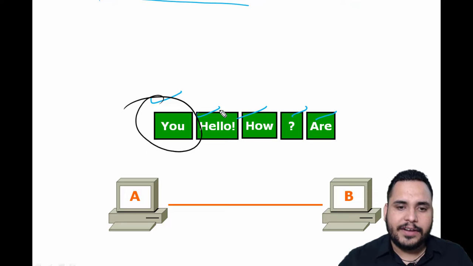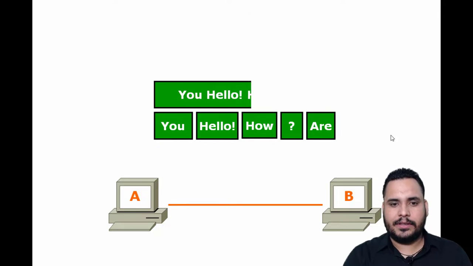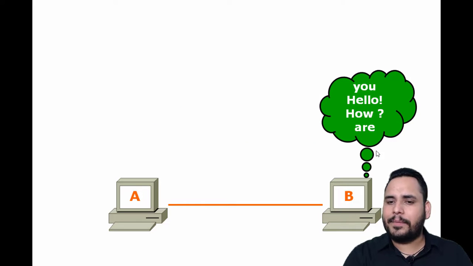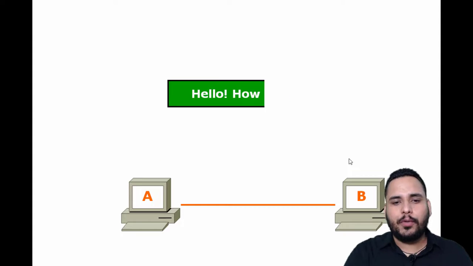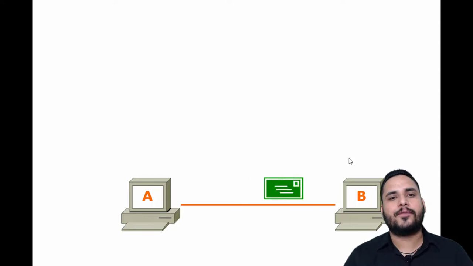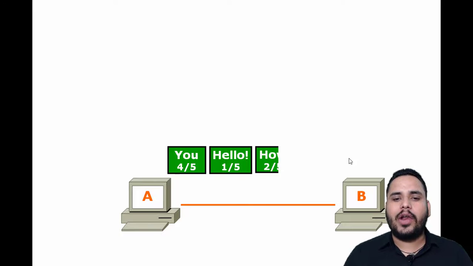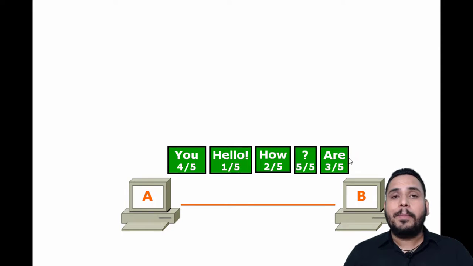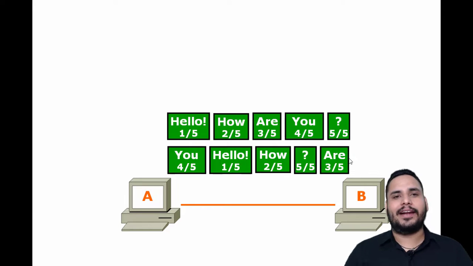Now how does this provide reassembly and sequencing? It will send back information to B. I will show you. First I will clear this. You, hello, how, question mark, are is received by B. Then A sends information to B with the number system 1, 2, 3, 4, 5. Automatically it will check the sequence. Now you, hello, how, question mark, are is there, but the computer understands numeric language, so it will reassemble the data.